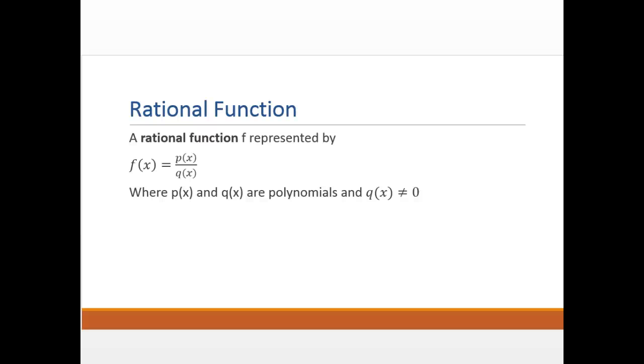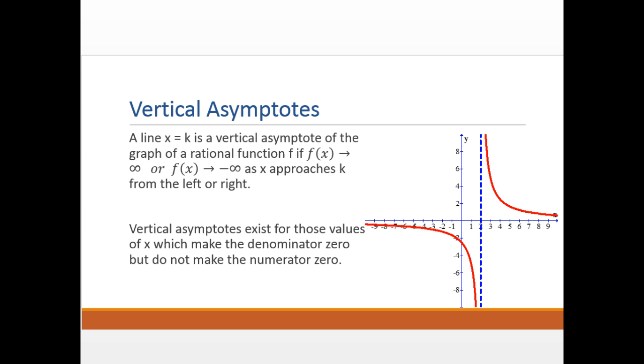A rational function can be represented by f of x equals p of x over q of x, where p and q are simply polynomials, and we insist that q of x does not equal 0 because we cannot divide by 0. Now, the reason we study rational functions is to introduce ourselves to the concept of asymptotes.